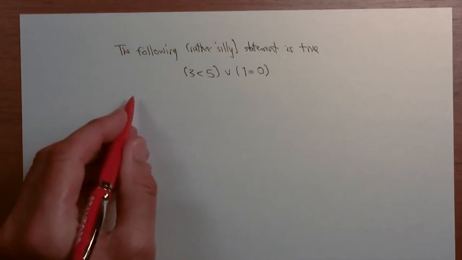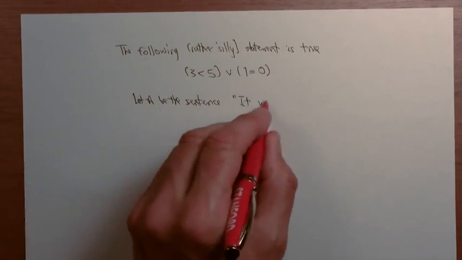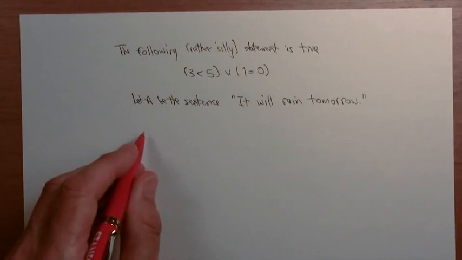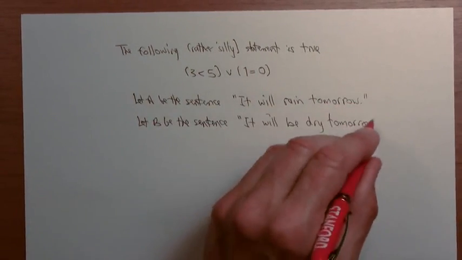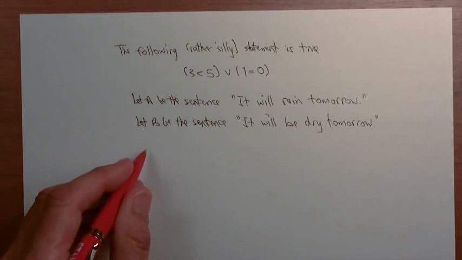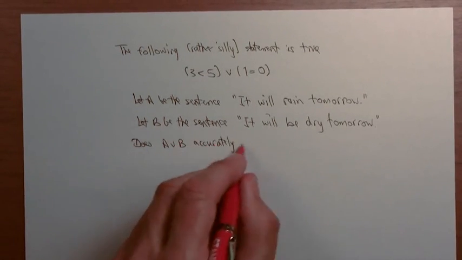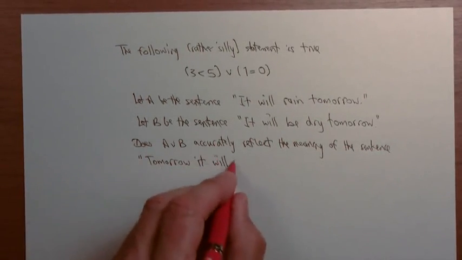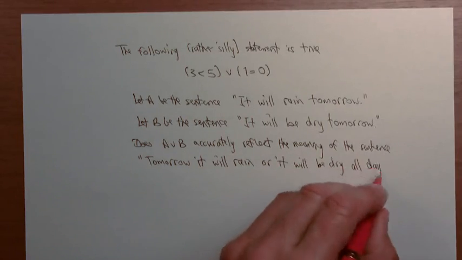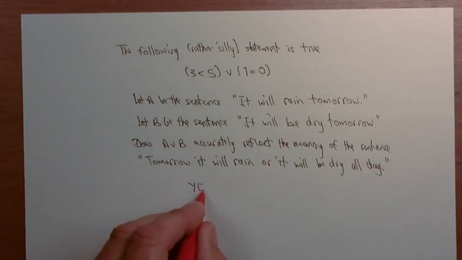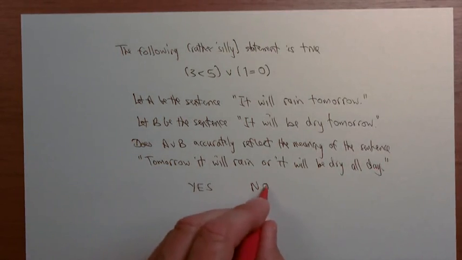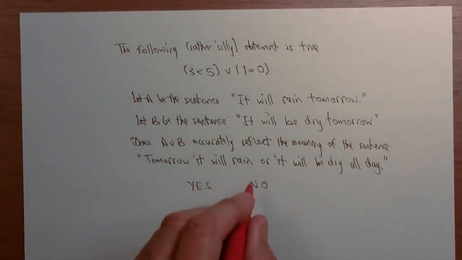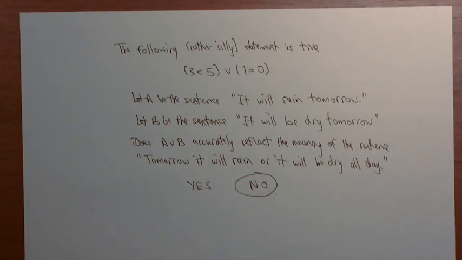Here's a quick quiz. Let A be the sentence, it will rain tomorrow. And let B be the sentence, it will be dry tomorrow. Here's the question. Does the disjunction A or B accurately reflect the meaning of the sentence, tomorrow it will rain or it will be dry all day? Well, what do you think? The answer is clearly no.